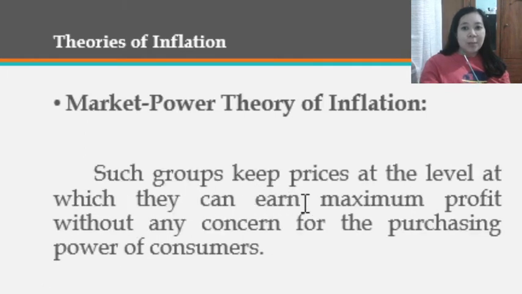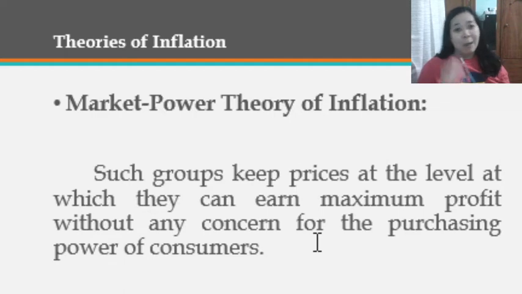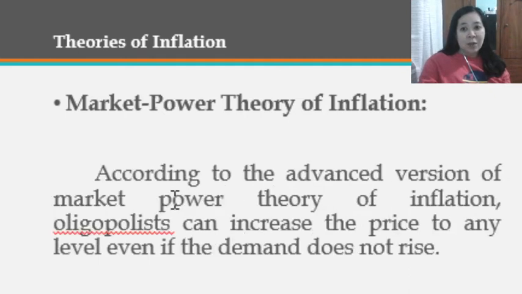Such groups keep the prices at the level at which they can earn the maximum profit without any concern for the purchasing power of consumers. They don't consider whether the consumers are able to afford such a level of price. According to the advanced version of market power theory, in the case of oligopolists, they can increase the price to any level even if the demand does not rise. This is normally where market power theory is applicable.